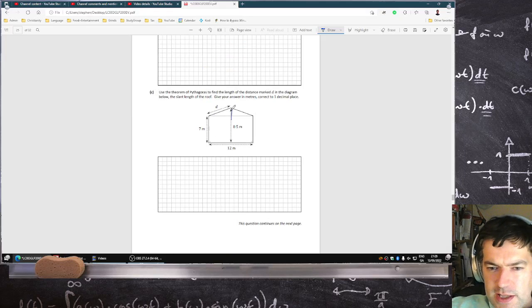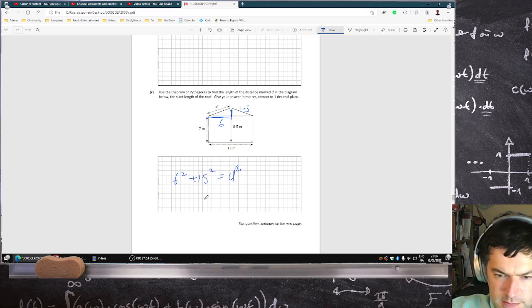Okay, so we just said that's 1.5. So we want to get the d using Pythagoras. So 6 squared plus 1.5 squared equals d squared. So solving that. Give your answer in meters to 1 decimal place. That's 6.2 meters.